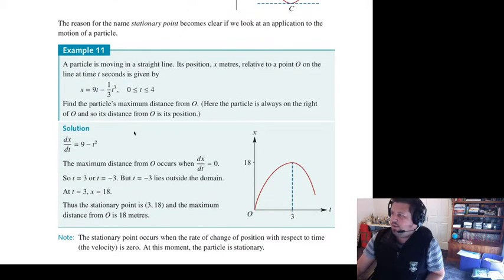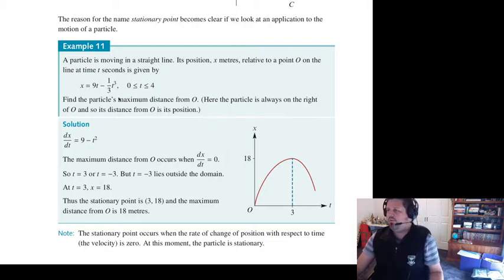This one will help with where we get the name stationary point from. So in this particular case, we've got a particle moving in a straight line. Its position x meters relative to point O on a line at time t seconds is given by the following equation. Notice that they've restricted the domain for the time between 0 and 4. It says find the particle's maximum distance from the origin, O, and hence the particle is always on the right of O, so the distance from O is its position.